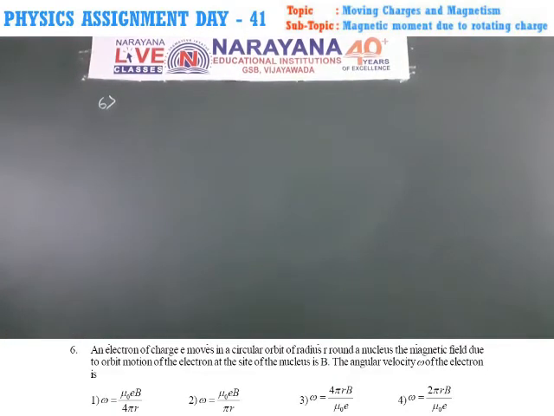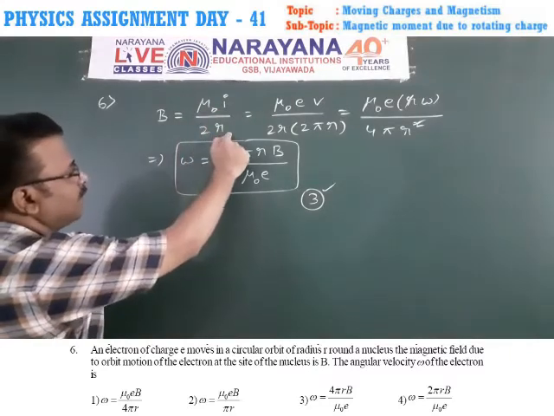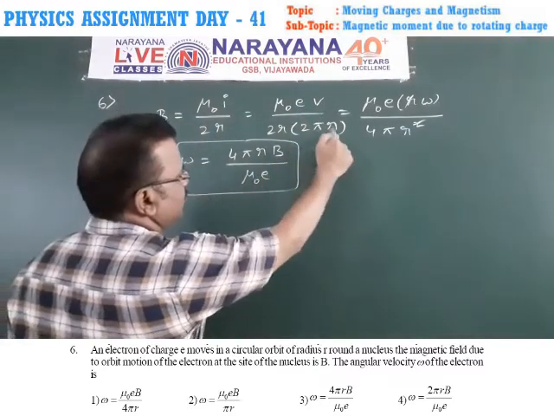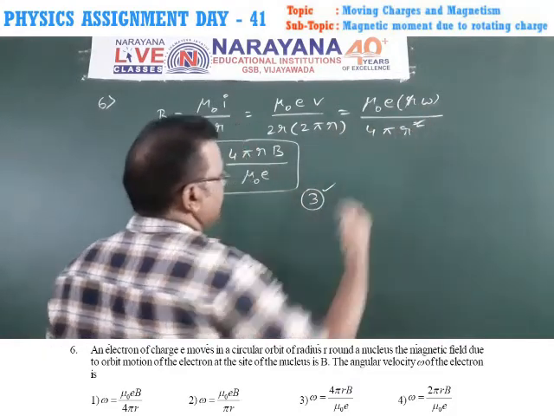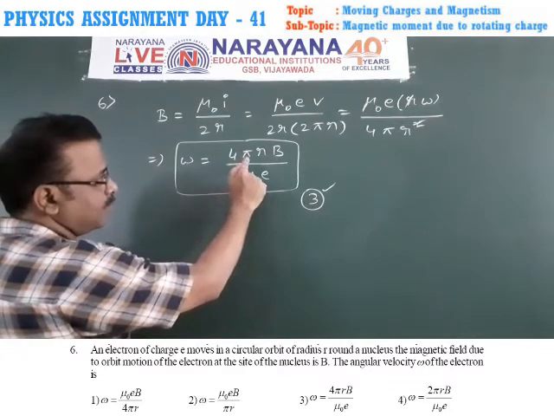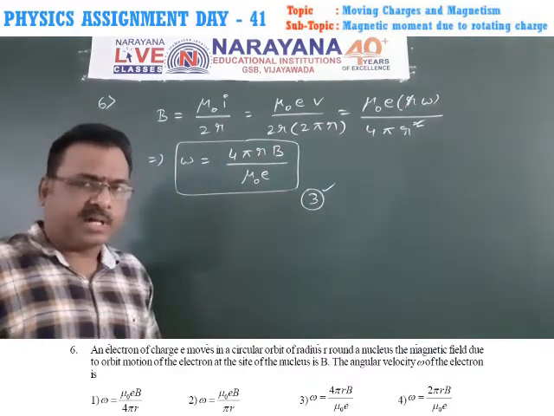Question number 6. An electron of charge e moves in a circular orbit of radius r round a nucleus. The magnetic field due to orbital motion of the electron at the site of the nucleus is B. The angular velocity omega of the electron is. See here B is equal to mu naught I by 2r. I is equal to ev by 2 pi r. So you will get mu naught e. For v you can write r omega. One r gets cancelled. Then omega will be 4 pi r B by mu naught e. So option 3 is correct.